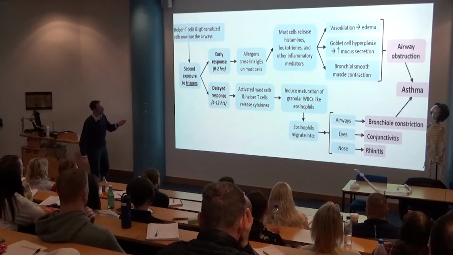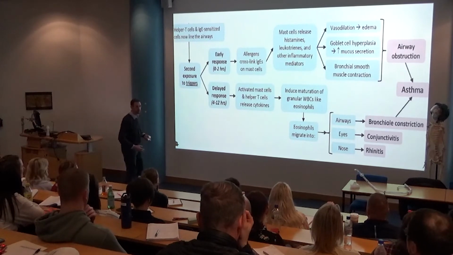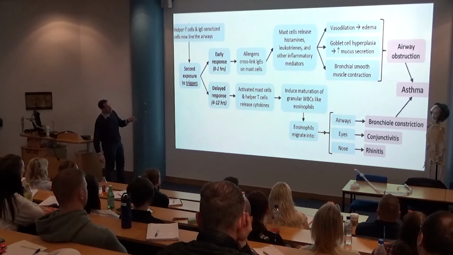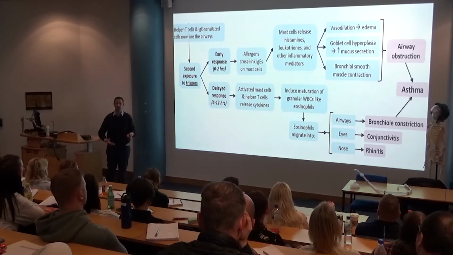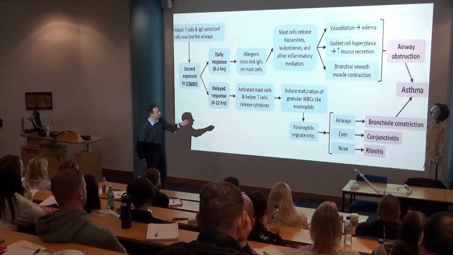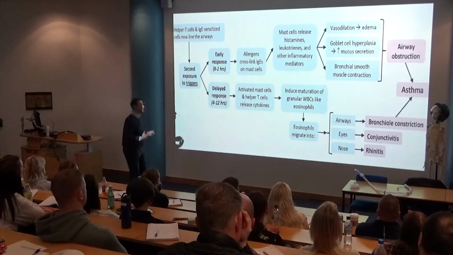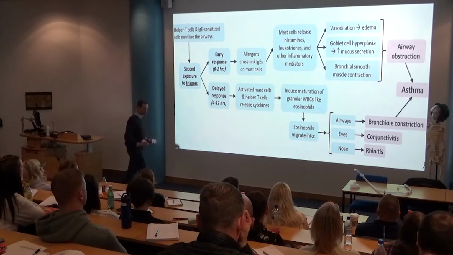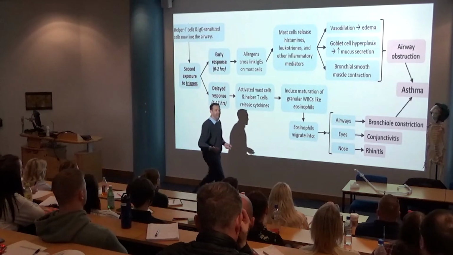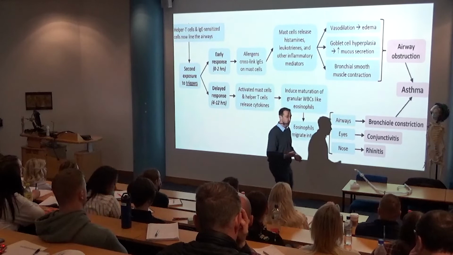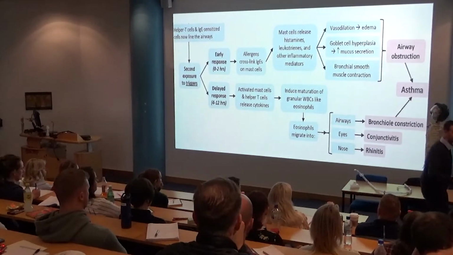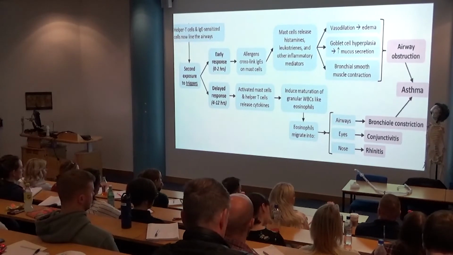And this will cause vasodilation, causing the edema of my airway. My goblet cells, hyperplasia. We talked about it a minute ago. Increased mucus secretion, and then bronchial smooth muscle contraction as a sort of protective mechanism of your respiratory system after the exposure to a trigger that you don't like. You go, I don't like that anymore.